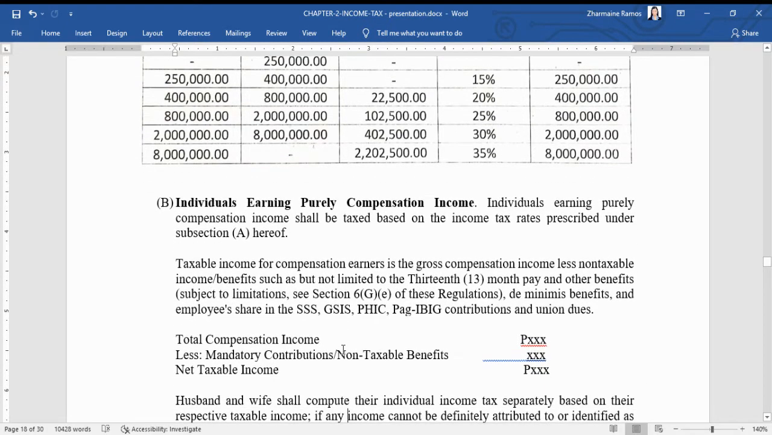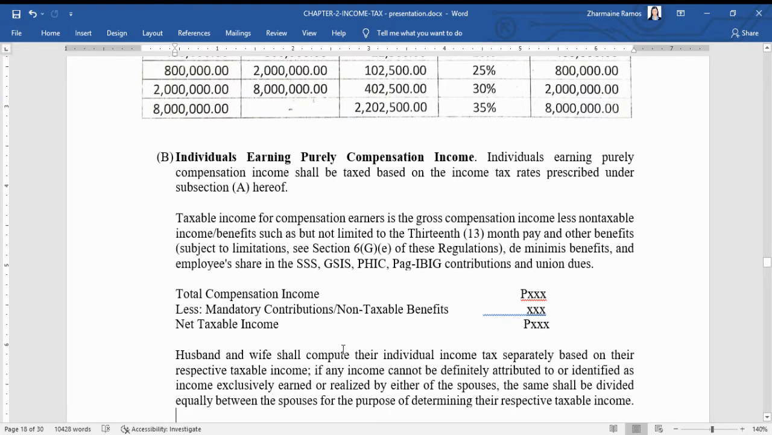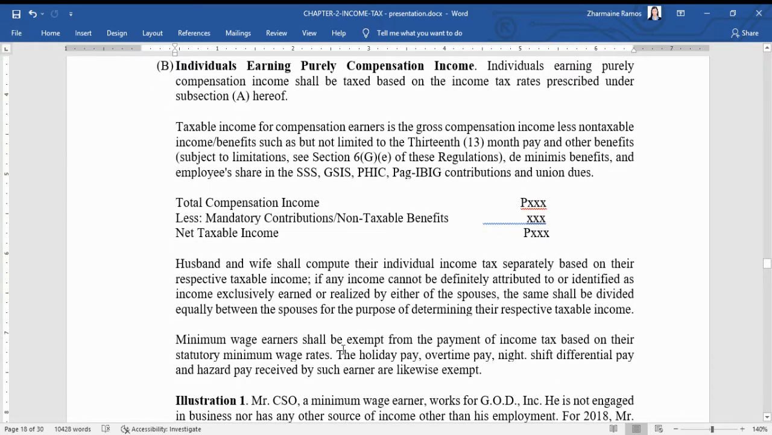So, syempre, taxable income per compensation earners is the gross compensation income less, syempre yung natanggap mong compensation income, babawasan mo pa yun ng mga non-taxable income or benefits mo, gaya ng 13th month pay and other benefits gaya ng de minimis, employees share in the SSS, GSIS, PhilHealth, Pag-ibig, and lahat yun. Ibabawas pa yun para makuha yung net taxable income.